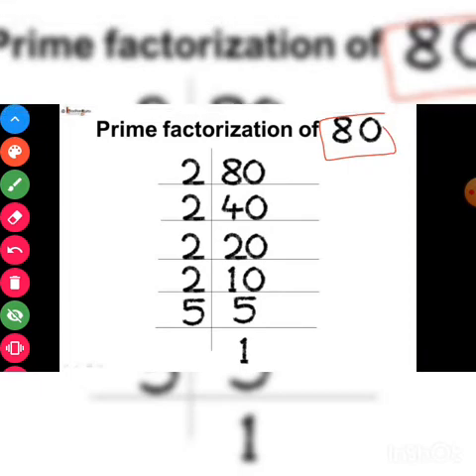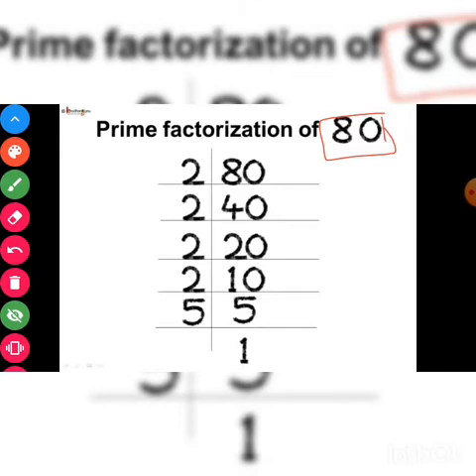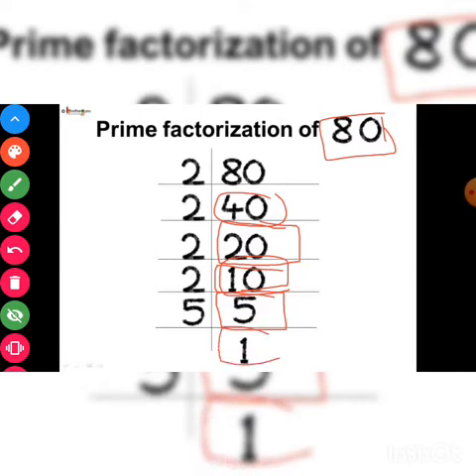If you see 80, it is ending with 0 and it is an even number, so it will be divisible by 2. So, 80 when you divide by 2, you get the quotient 40. Again 40 is an even number, so let us divide it by 2 again. Dividing 40 by 2, you get the quotient 20. Again 20 is an even number, divided by 2, you will get the quotient 10. Again 10 is an even number, divided by 2, you will get 5. Now 5 is a prime number, so it is divisible by 5 only, so divide by 5.